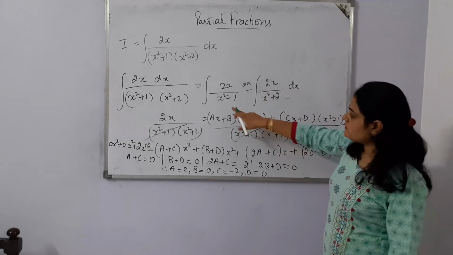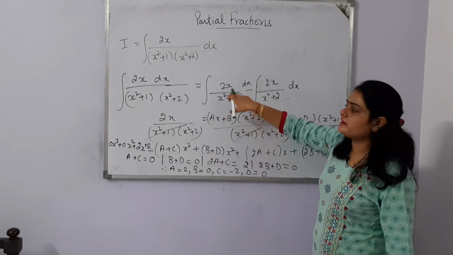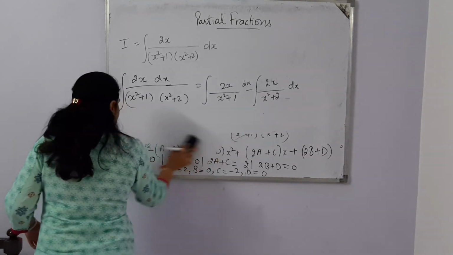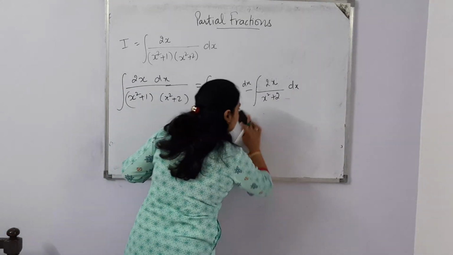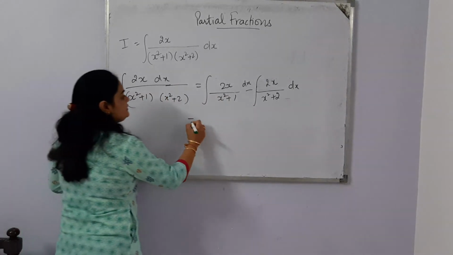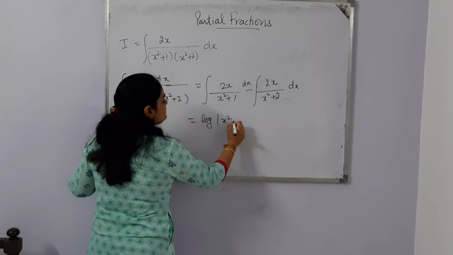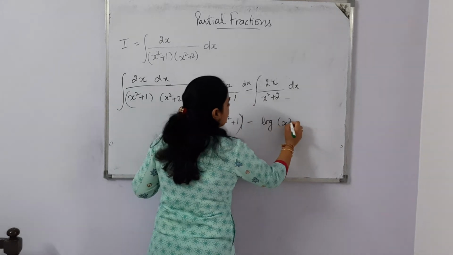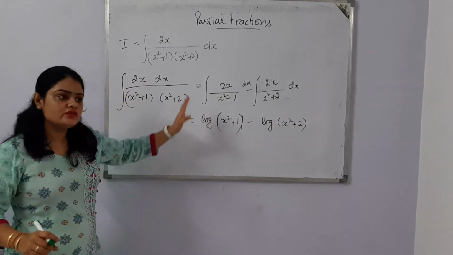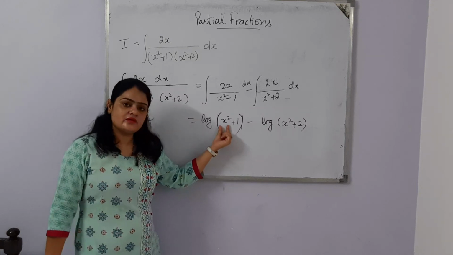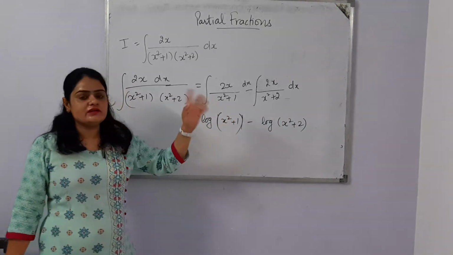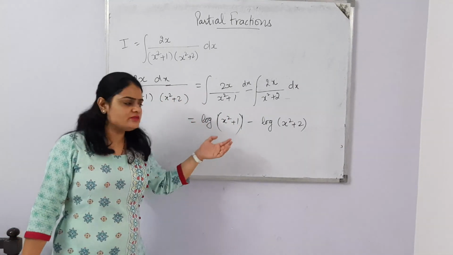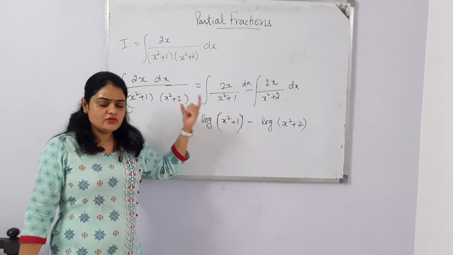Now what you are watching is the function's derivative. x square plus 1, its derivative is 2x. x square plus 2, its derivative is 2x. In the denominator the function is here, and in the numerator its derivative is available. So its integration is log of x square plus 1, and the second is log of x square plus 2. Here I am not using the modulus symbol just because x square is already positive. The square of any variable is positive, and whenever we add 1 to a positive number, it's positive. So whether we take modulus or not hardly matters because it's already positive, so we need not worry.